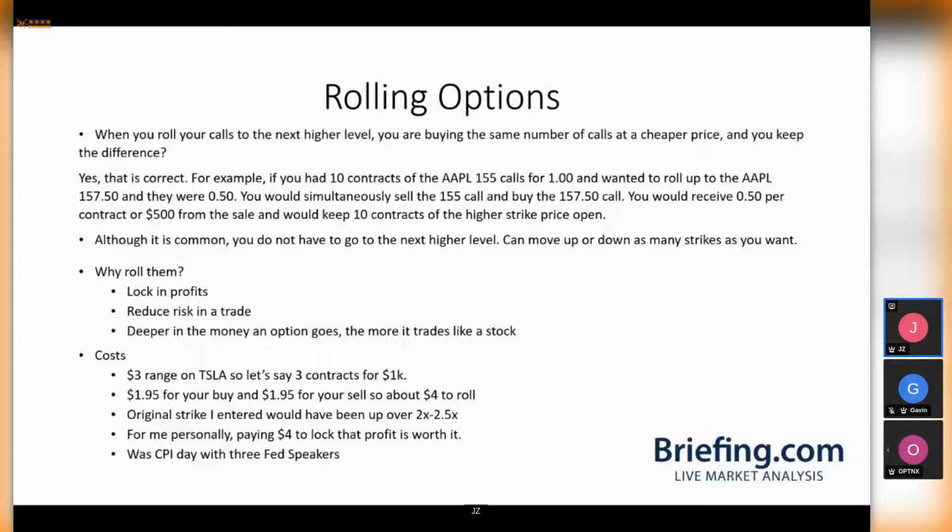So that is really why I do it, and I think a lot of traders do it. And then, if you're playing the breakouts, for example, here I'm going to talk about Tesla.